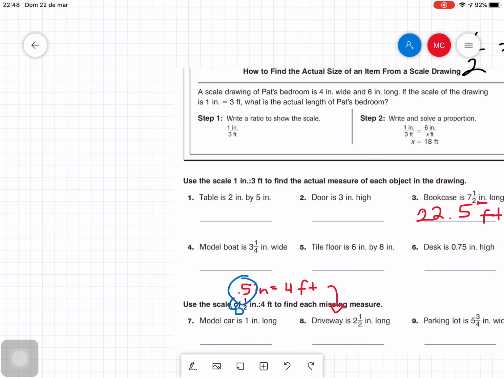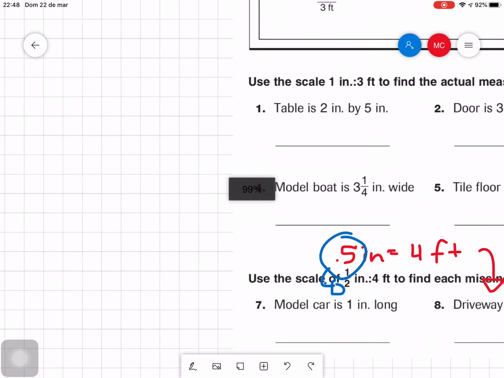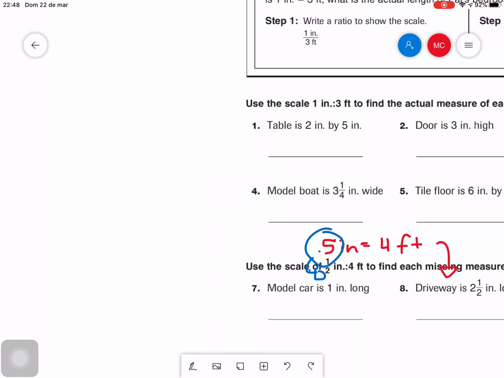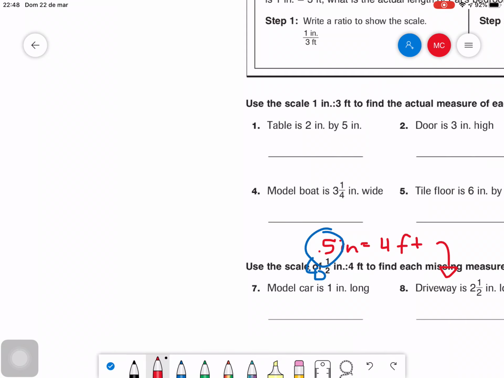Let's do this one together, number 4. Many of you may remember the hacks. If you remember them, you may also know that 1/2 was 0.50, right?